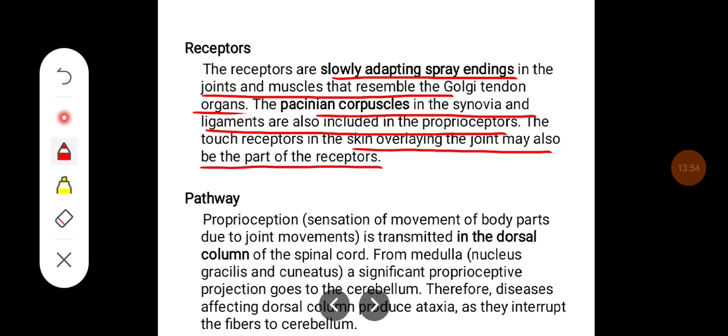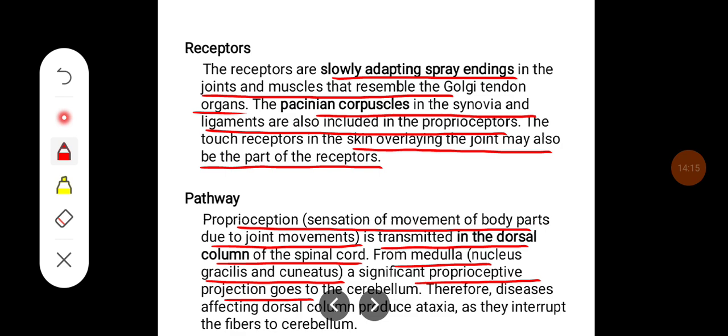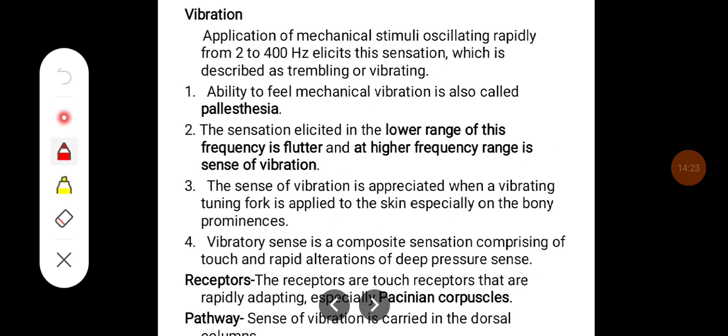The pathway for this is, as you know, the proprioception is a sensation of the movements of body parts due to the joint movements, and they are transmitted in the dorsal column of the spinal cord. From the medulla, that is from the nucleus gracilis and cuneatus, a significant proprioceptive projection goes to the cerebellum. Therefore, diseases affecting the dorsal column produce ataxia as they interrupt fibers to the cerebellum.